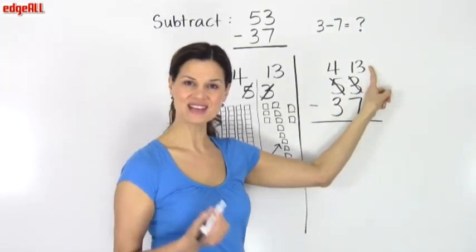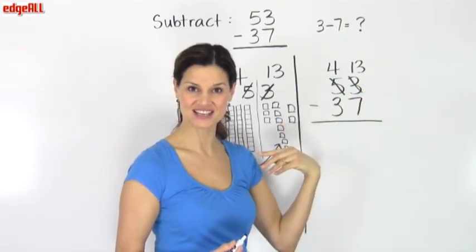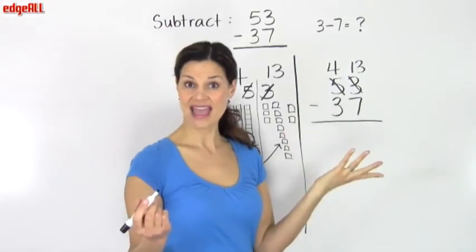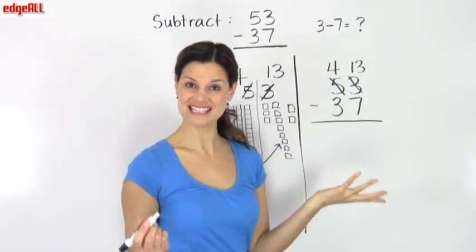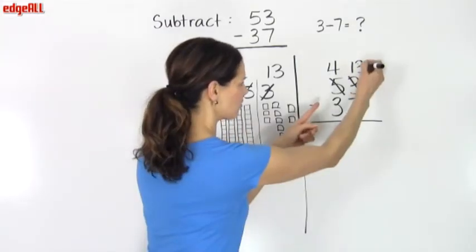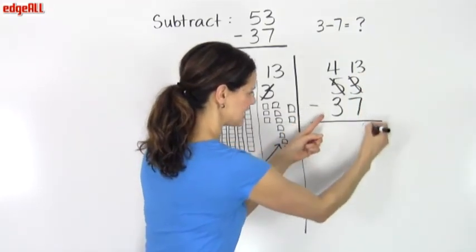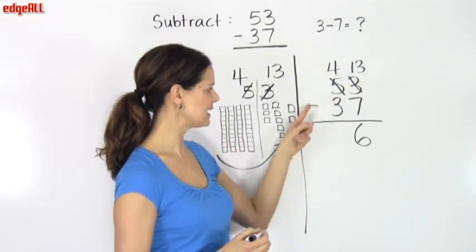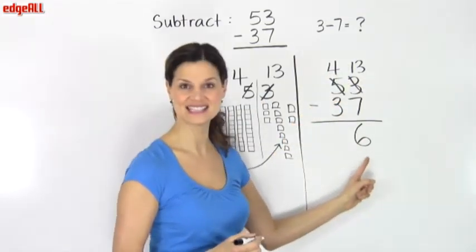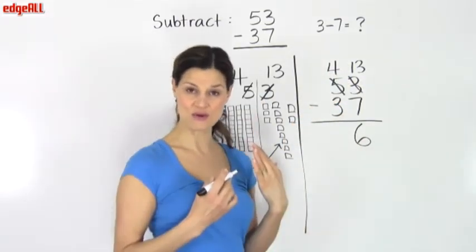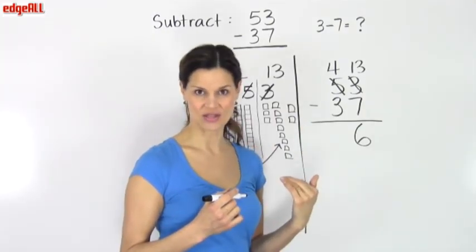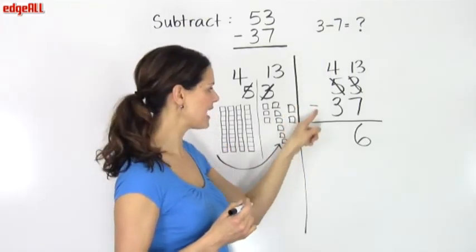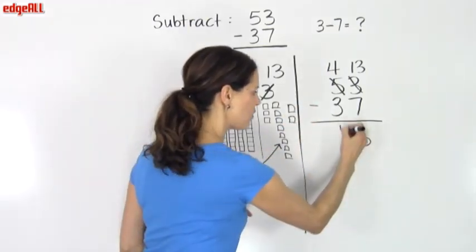So now I'm in good shape to do my subtraction. 13 minus 7, I have a positive answer of 6. And so I can go right below my 13 and my 7 here and put my answer of 6. 13 minus 7 equals 6. And then I move over to my tens column and I simply do my subtraction here. 4 minus 3 equals 1.